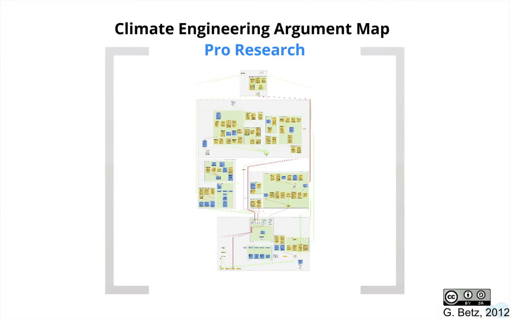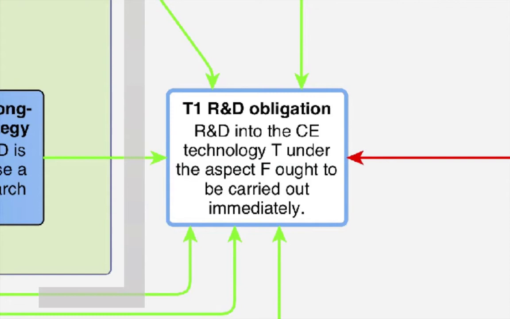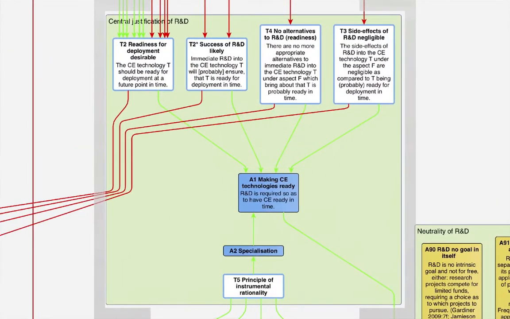Hello and welcome. Based on the climate engineering argument map, this movie introduces the arguments pro-research into climate engineering methods. There are different ways to justify R&D into CE methods, that is, thesis T1, some of which are visualized in the argument map. We have already encountered in the general introduction of the argument map the central justification of R&D.